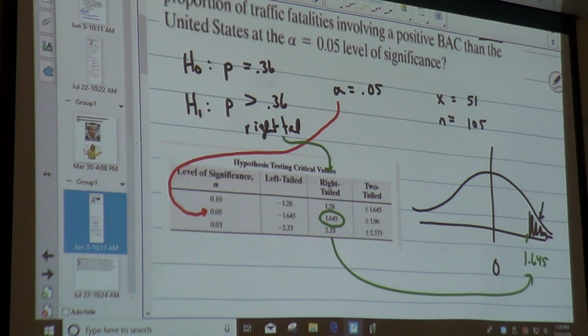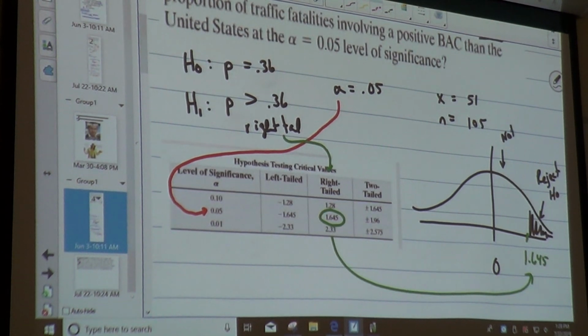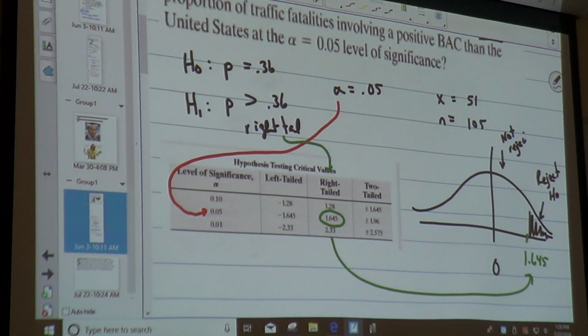And if our point lies in this area, what are we going to do? We're going to reject that H0. And if it falls over here, we're going to not reject. Okay, so now we've got to figure out what that point is. So we're going to go to our calculator.